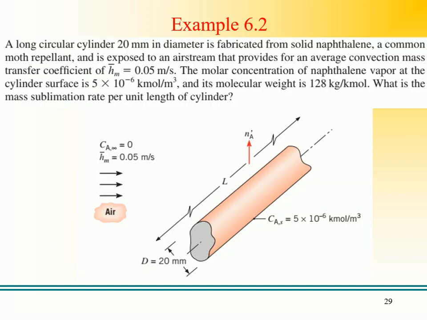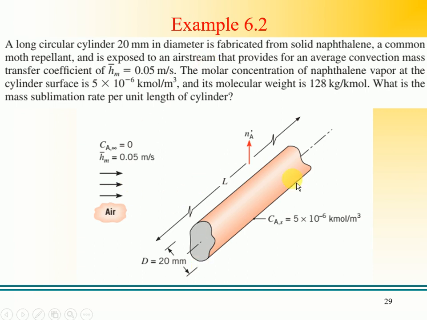A long circular cylinder, 20 mm in diameter, is fabricated from solid naphthalene, a common moth repellent. It is exposed to an air stream that provides an average convection mass transfer coefficient h̄m of 0.05 meter per second. The molar concentration of naphthalene vapor at the cylinder surface is 5 × 10^-6 kilomole per meter cube, and the molecular weight is 128 kilogram per kilomole. That is the molecular weight of the species being sublimated. What is the mass sublimation rate per unit length of the cylinder?